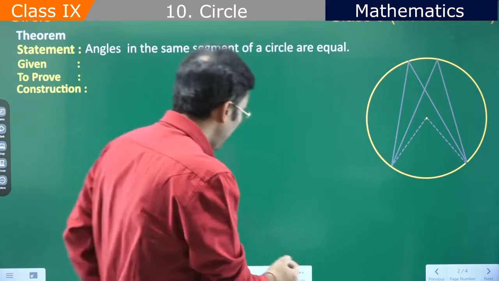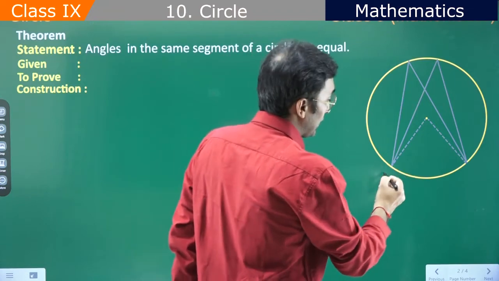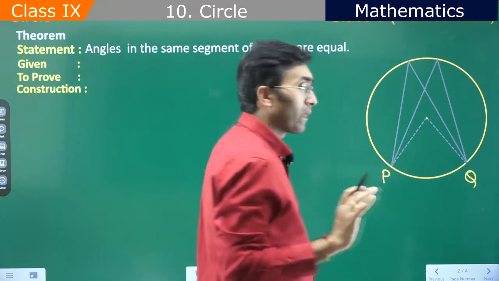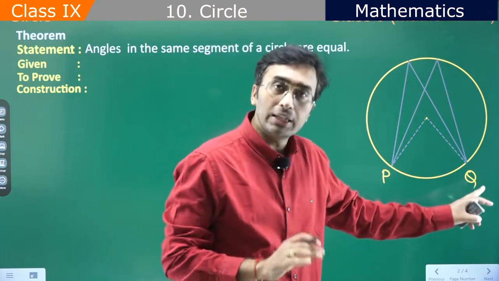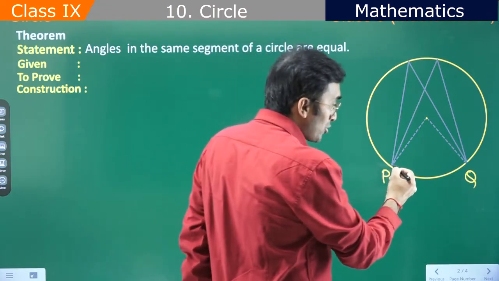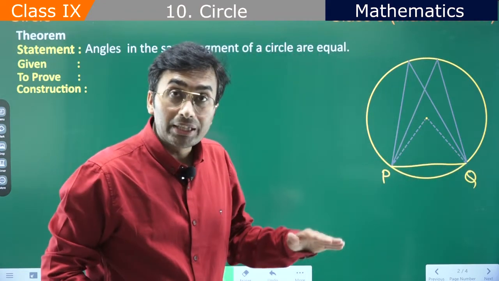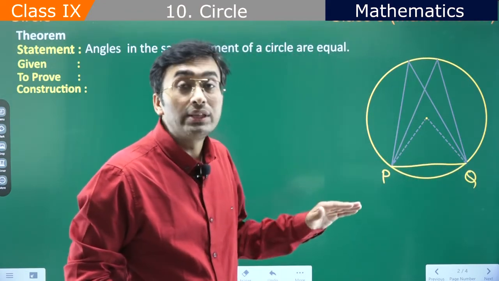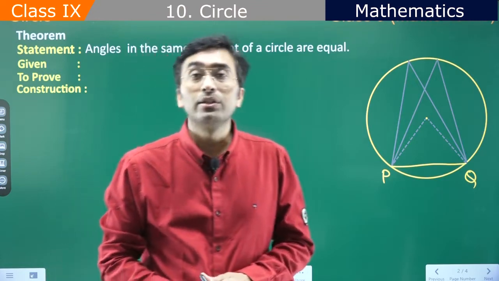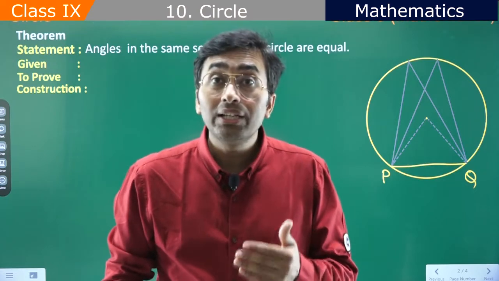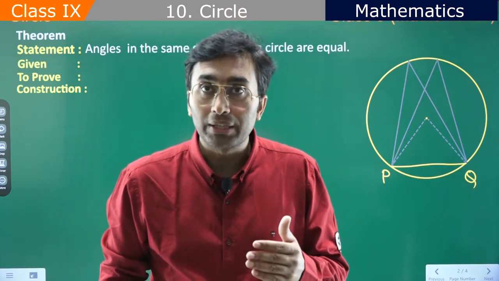Let's say if I draw a line, this is the point P and this is the point Q. We can say PQ is an arc. Now if I draw a line segment PQ, this PQ is dividing the whole circle into two segments. Whenever you draw a chord, that chord divides the circle into two parts.